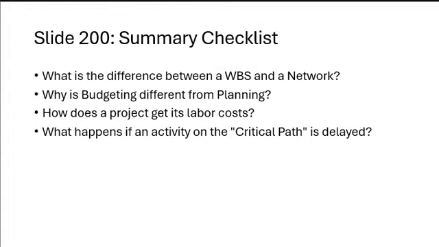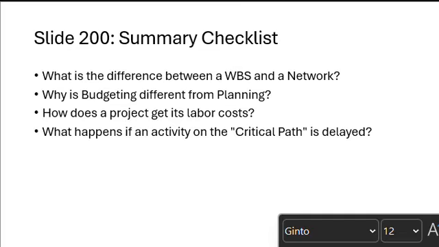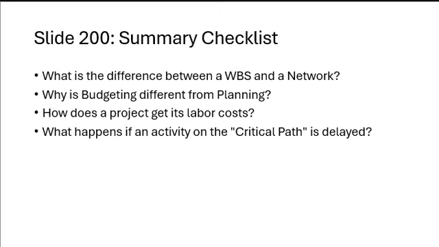Summary checklist for topic number 10. The difference between the WBS and the network needs to be explained clearly. Budgeting differs from basic planning because the budget is authorized funds. Project labor costs come from human capital management, the HCM. A delay in a critical path activity will delay the entire project. The checklist reinforces key learning points from topic number 10, helps you recall important concepts during revision, and provides a smooth closure for the project system learning module.